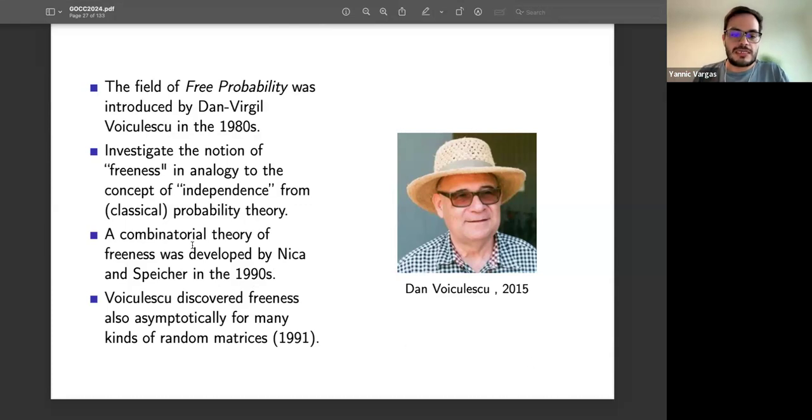So here I indicate some of the work of Alexandru Nica and Roland Speicher in the 90s, who started to identify some properties of non-commutative probability related to combinatorics, for example, of the poset of non-crossing partitions, the poset of non-crossing interval partitions, and so on.